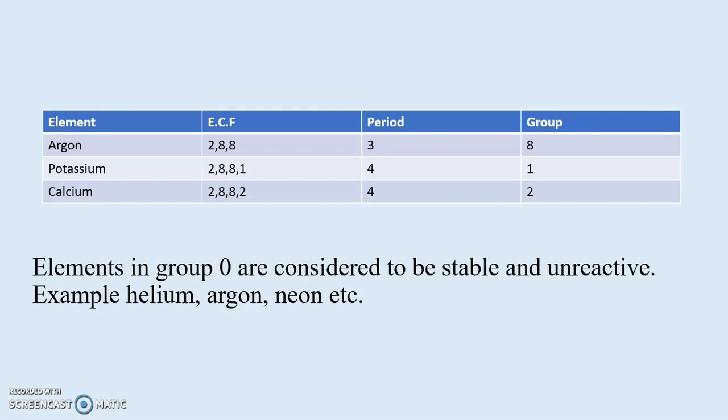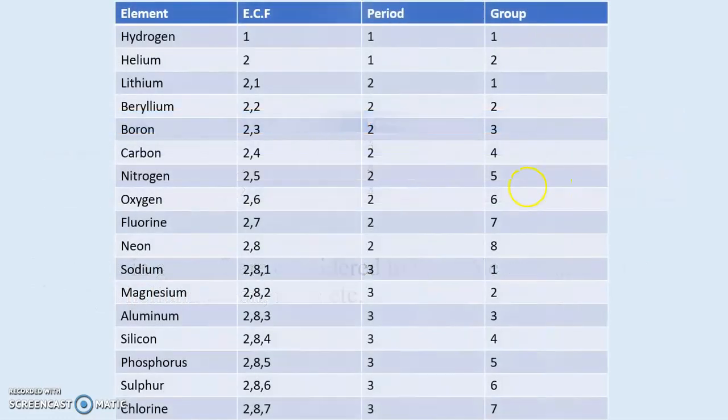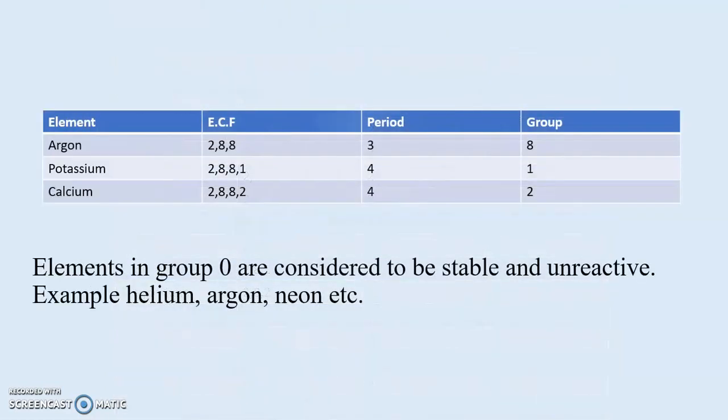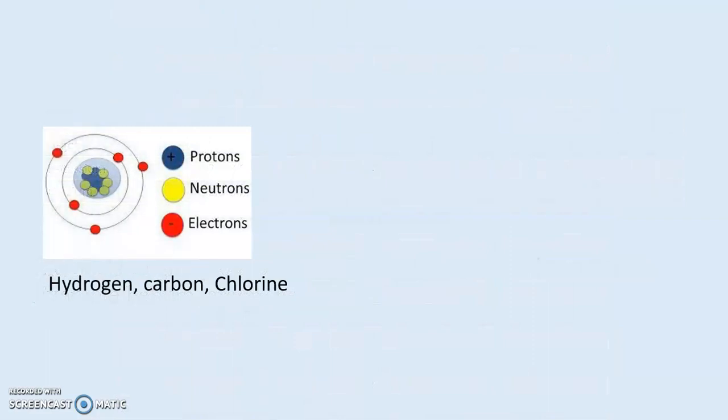A key thing to note before we move on is that elements in group 0 are considered to be stable and unreactive. Examples are helium, argon, and neon. Because they have a full outer shell, we wouldn't consider them to be bonding, as they are already stable. They already have the maximum of 8 required on the second shell. I know it might be a little confusing, but we're going to get practical as soon as possible.